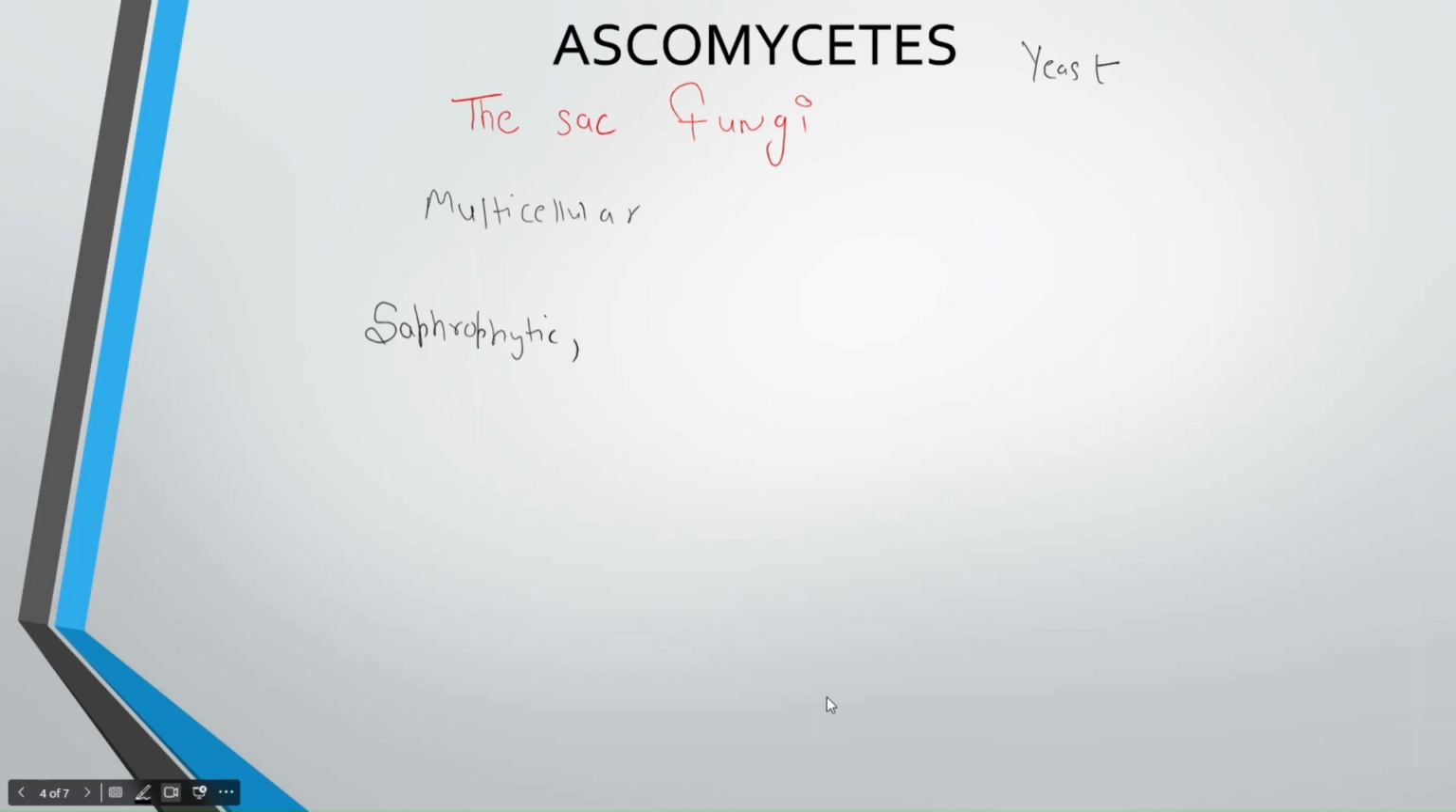The Ascomycete fungi are saprophytic. Saprophytic means they are decomposers as well. They are coprophilous as well. Coprophilous means growing on dung. If I talk about mycelium, mycelium is septate and branched.